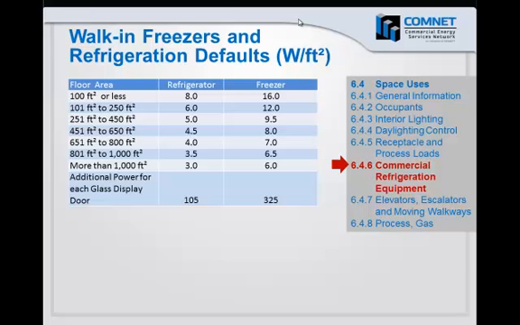These are shown here as watts per square foot numbers. These would always be used for the baseline building, and they would be the default for the rated building. These are watts per square foot of actual walk-in refrigerator space or freezer space.